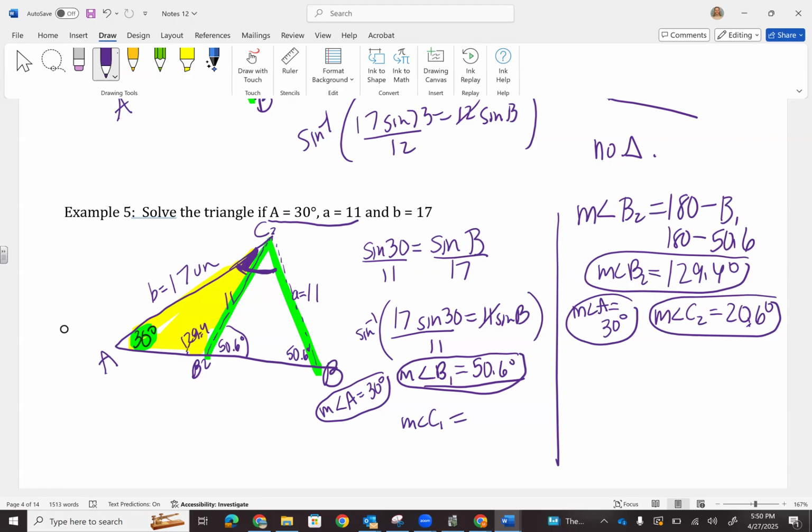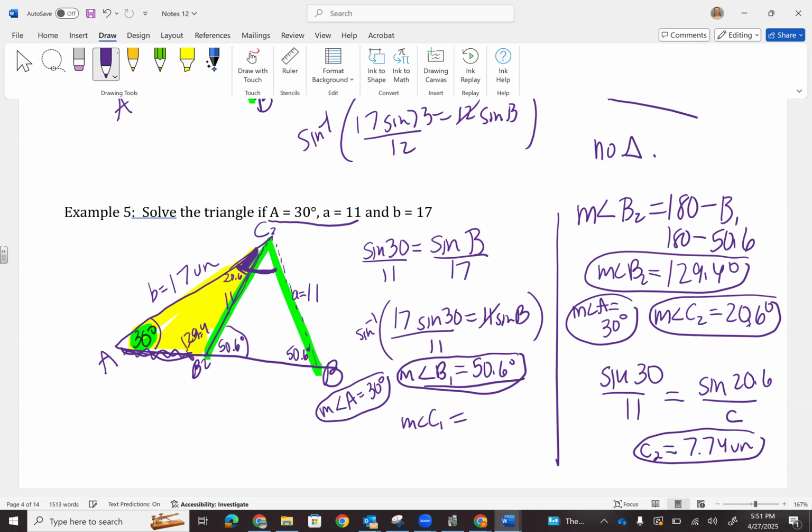You can use the law of sines to find this bottom side C of the more narrow triangle. So sine of 30 over 11, that's the green part, 30 goes with 11 in both triangles, equals the sine of 20.6, that's this one up here, over C. If you cross multiply and solve that, we get the length of side C2 equals 7.74. Because we can do all three angles in the narrow way, the yellow triangle actually works.